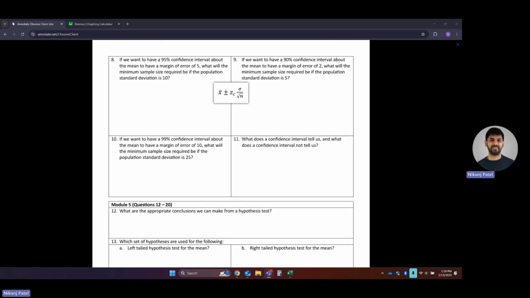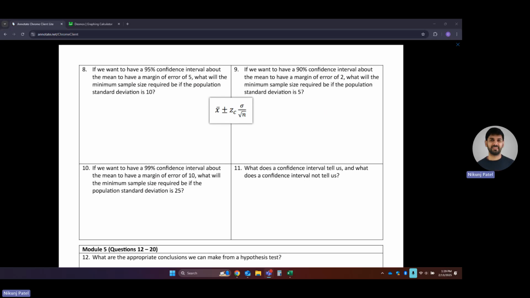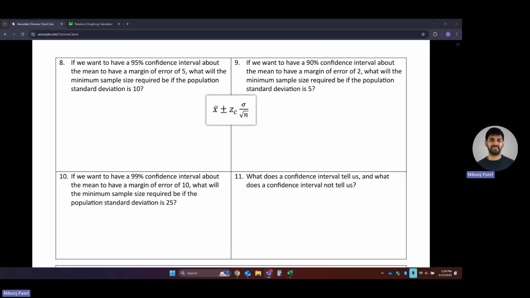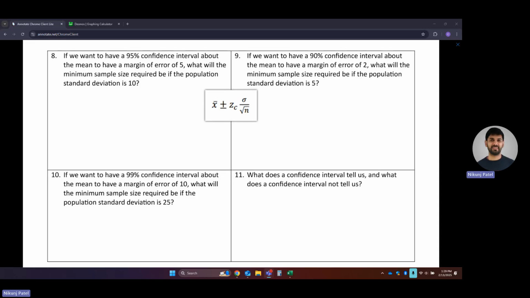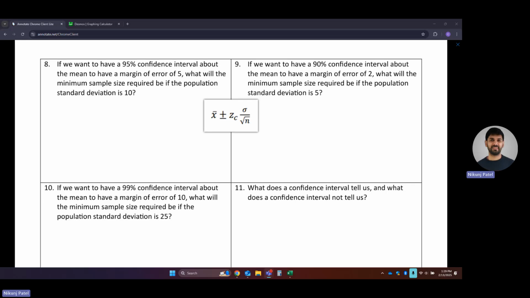Let's keep going. We have a few more problems left in Module 4. On the next page, we've got questions 8 and 9. These are questions where you're being asked about the margin of error. So I'm going to work out number 8 here as an example.